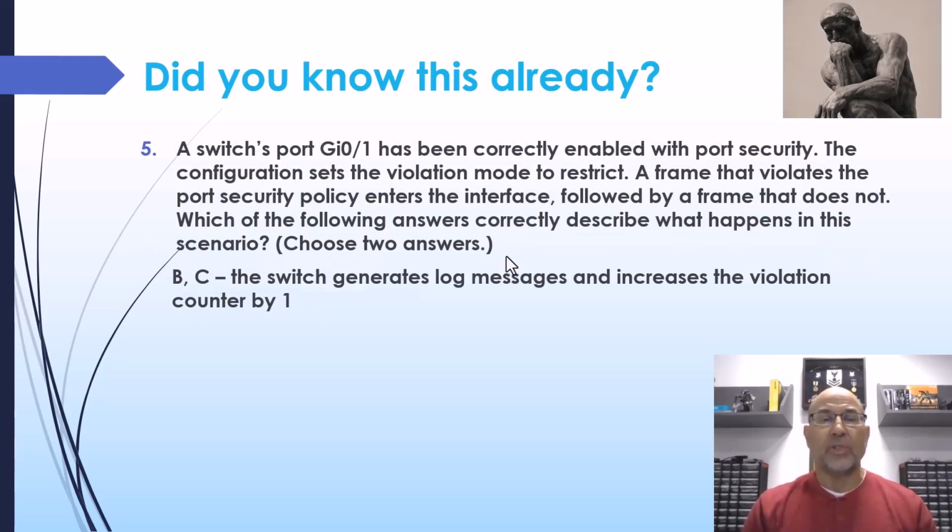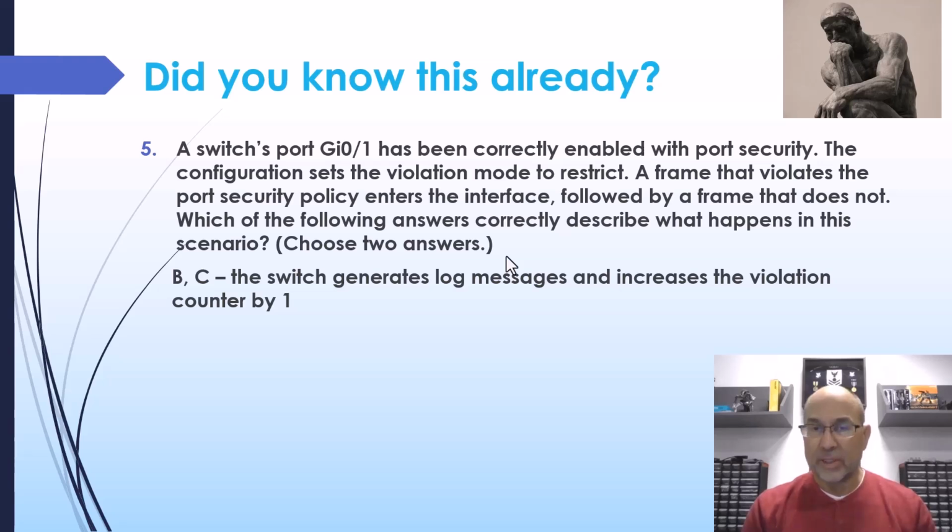Question number 5, a switch's port gig01 has been correctly enabled with port security. The configuration sets the violation mode to restrict. So this is not shutdown, and this is not notify. A frame that violates the port security policy enters the interface, followed by a frame that does not. Which of the following answers correctly describe what happens in this scenario?